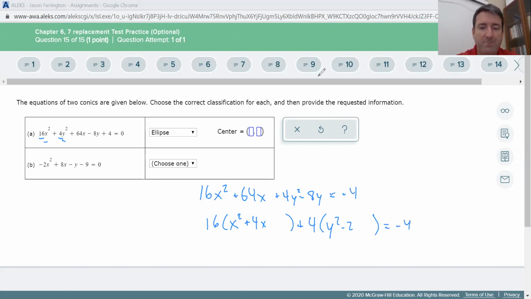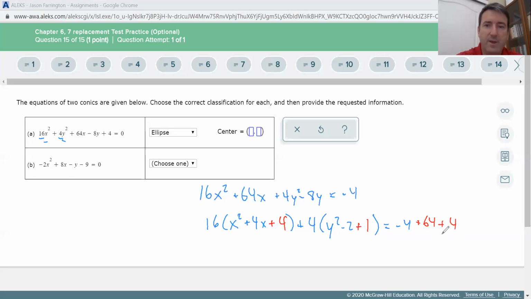And so now, to complete the square here, we need to divide this by 2 and square it. So this is going to be +4. And then divide this by 2, that's -1, squared is +1. But now we've added some stuff to this side, so we have to add some stuff to this side. Here, this is 16 times 4, which is 64. So we have to add 64 to this side. And then here's 4 times 1, so we have to add 4 to this side as well.